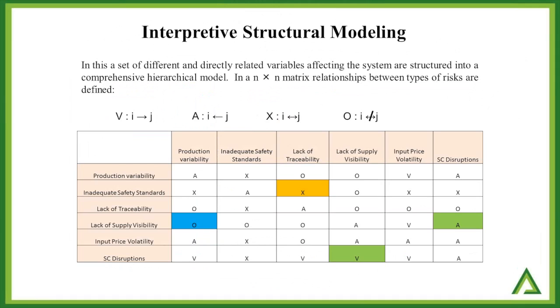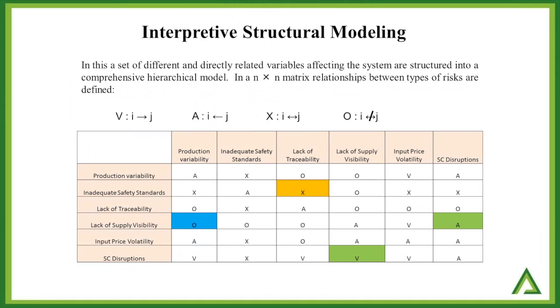So if you look at the first row, you will see production variability is impacting input price volatility. So that's why it is indicated as a V. That means risk I is impacting risk J. If it's the reverse relationship, if you go to the column, you will see the same way. Production variability column, you will see an A with input price volatility. That means input price volatility gets affected by production variability.